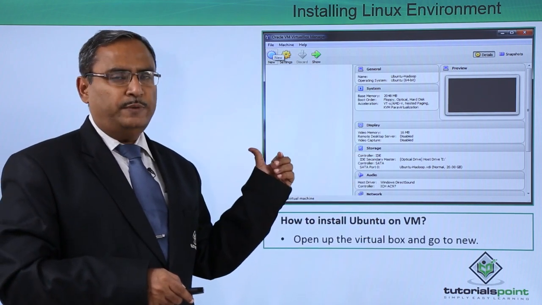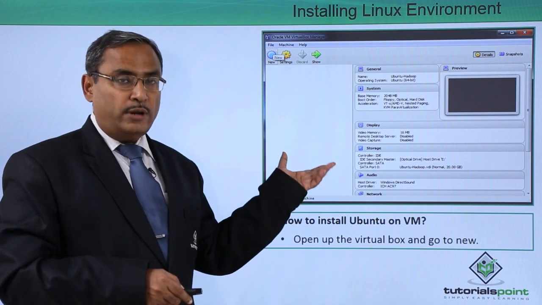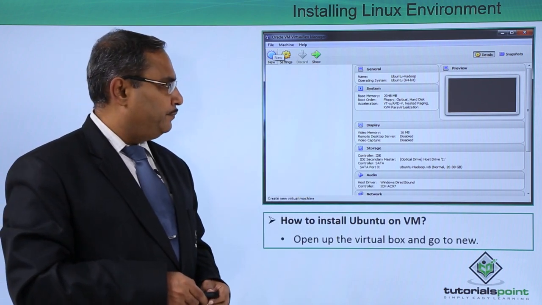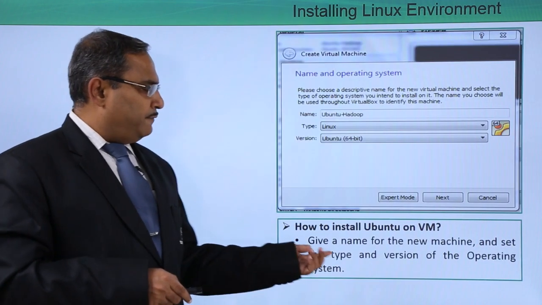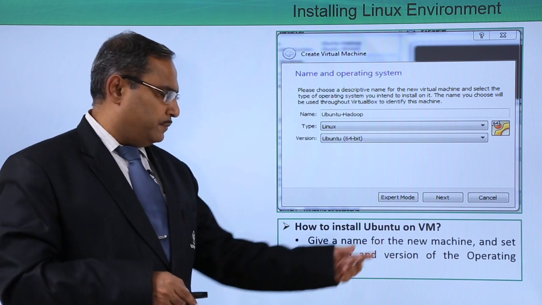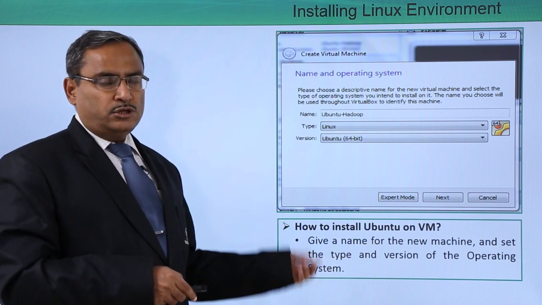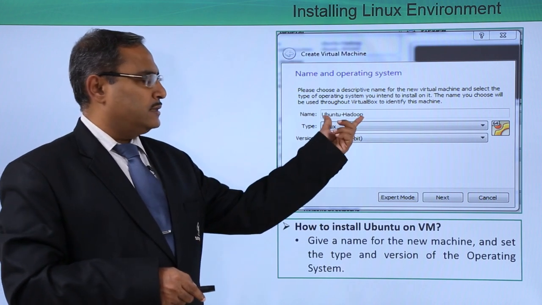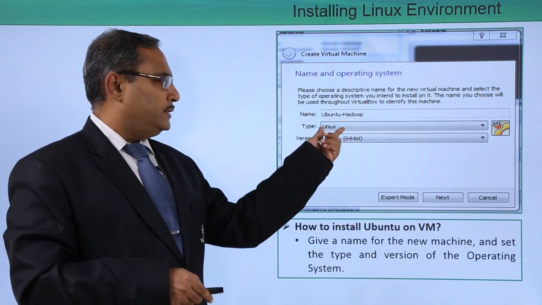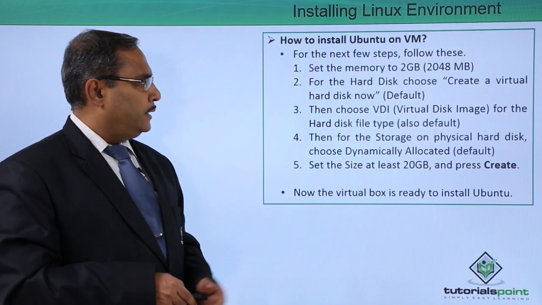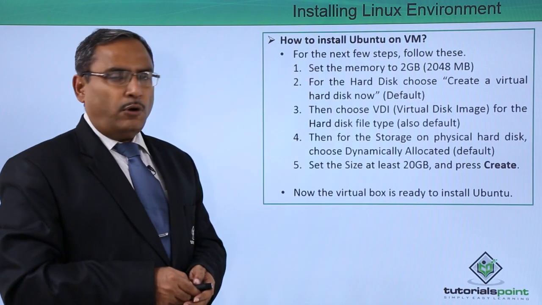In the previous video, we discussed how to download and install this VirtualBox, and now go for this New. Give a name for the new machine and set the type and version of the operating system. So whenever you go for New, this window will come, and here you are supposed to put the required name, the type and the respective version.